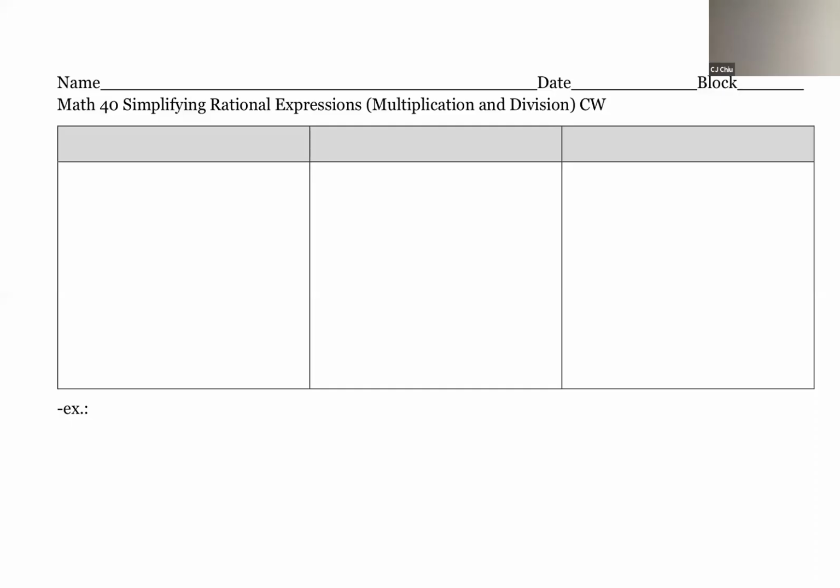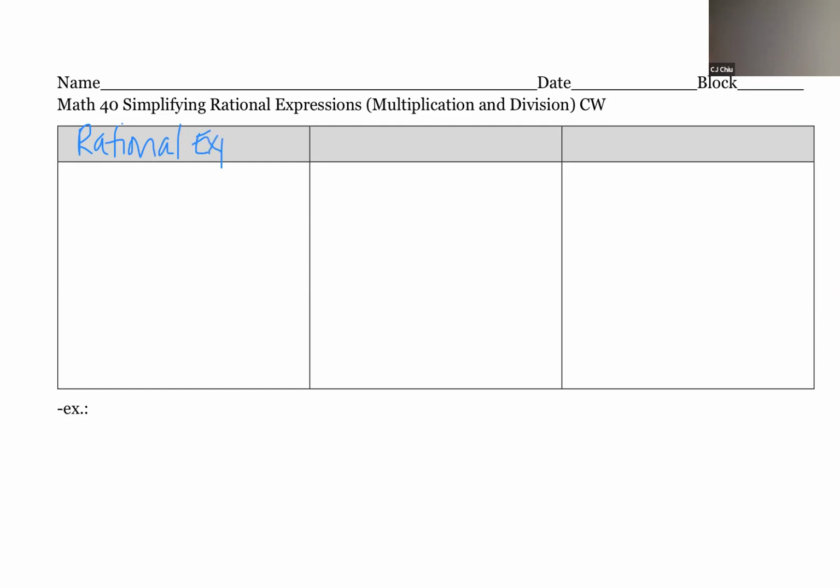New unit, our last unit for the year, is all about rational expressions, rational equations. Remember, rational numbers just means fractions, okay? So today we're going to talk about simplifying rational expressions, multiplying them, and dividing them, okay? So let's start with rational expressions.